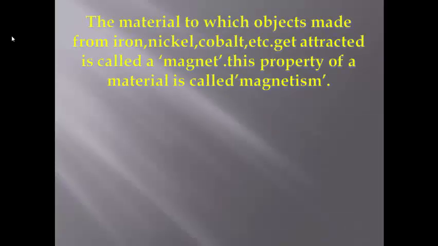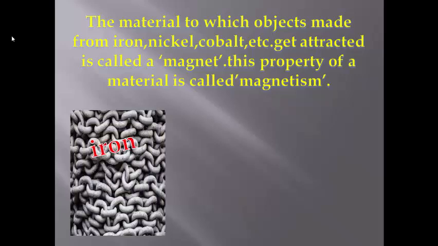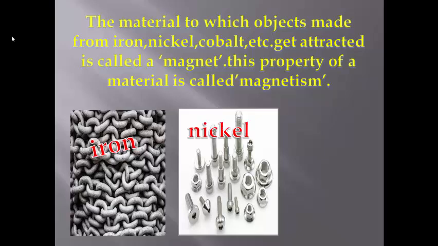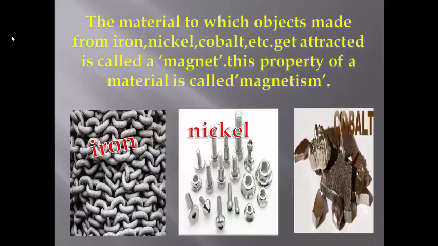The material to which objects made from iron, nickel, cobalt, etc. get attracted is called a magnet. And this property of a material is called magnetism.